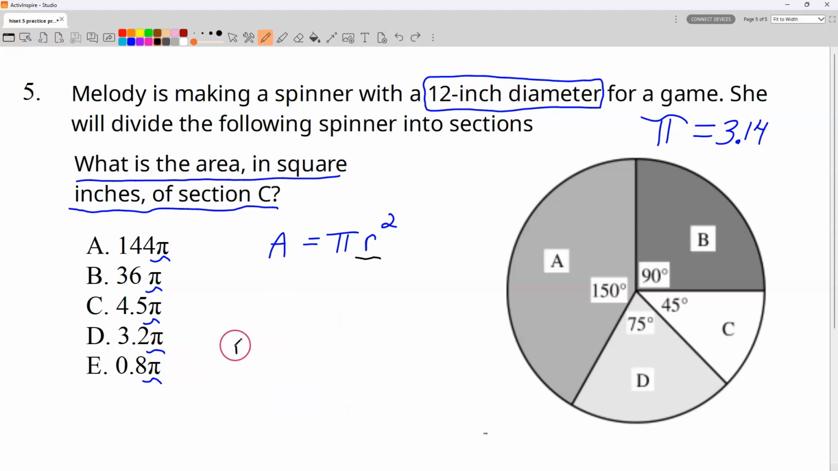So the diameter is 12 inches. The radius is half of that. Well, I take half of 12. One way to take half of something is divide it by 2. So if the diameter is 12, 12 divided by 2, or half of 12, is 6. So the radius would be 6 inches.